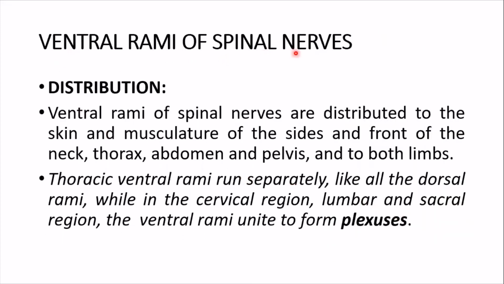So the ventral rami of the spinal nerve distribution, right? They are distributed to the skin and musculature of the sides and front of the neck, thorax, abdomen, and pelvis, and to both limbs. Thoracic ventral rami run separately like all the dorsal rami, while in the cervical, lumbar, and sacral regions, the ventral rami unite to form plexuses. It's a very important basic point that a plexus, like the brachial plexus, cervical plexus, or the lumbosacral plexus, is formed by the ventral rami of the spinal nerves.